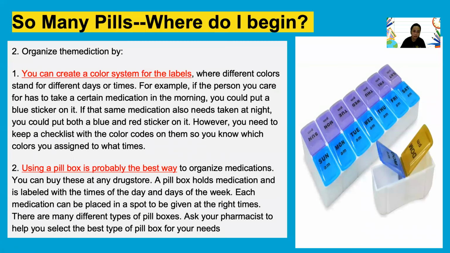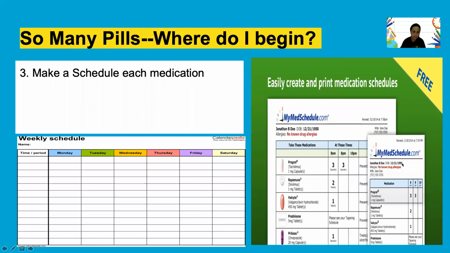Okay? Number 2, you can organize them by using color system labels, or you can use a pill box like this. So, meron dyan Sunday, Monday, AM, and then meron siyang PM. Make a schedule of each medication like this. You have the timing, then the day. So, pwede mo yang gawin.